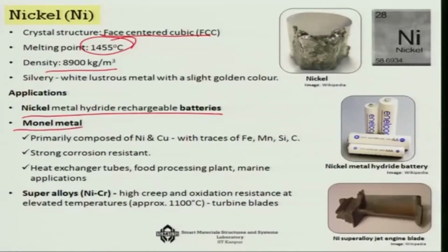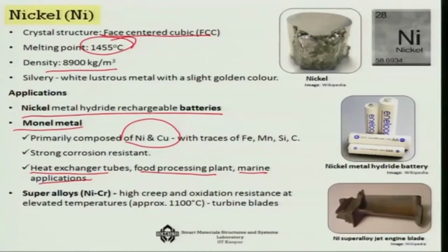And application wise, it is used nowadays very much in batteries and also in some alloys with copper, like one very famous Monel metal, primarily composed of nickel and copper with traces of iron, manganese, silicon and carbon. It has a strong corrosion resistance and it is used in heat exchanger tubes, food processing plant, marine applications, etc. Wherever there is a chance of corrosion, this is of very good use.